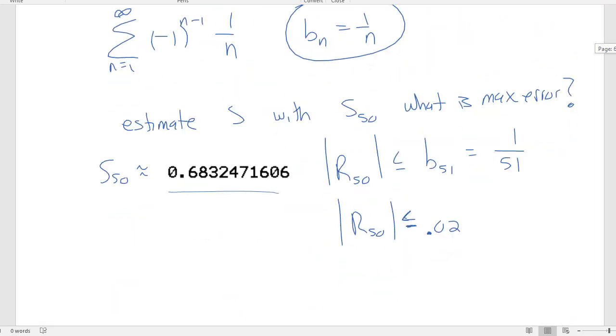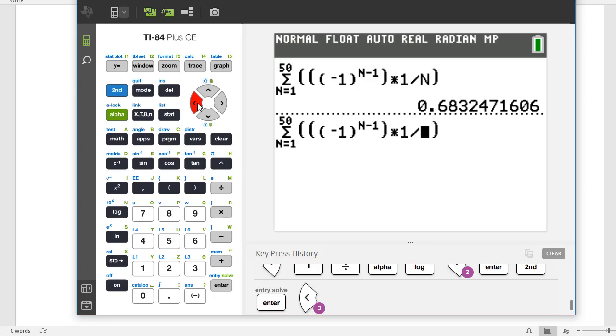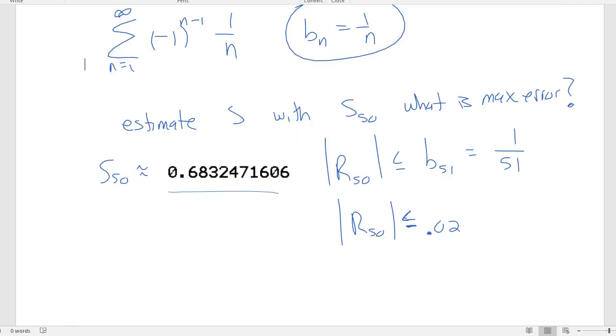So whether that first term is positive or negative will change the sum of the first n terms that we're using. Just to show you that, if I bring up my calculator again, I'm going to do second enter, hit my left arrow, and make the first term be positive. So if I have (-1)^n, the sum of the first 50 terms is now slightly different. We see that it's negative 0.68, so it's changing the sign of my term. So this would be the underestimate of my summation in that case.